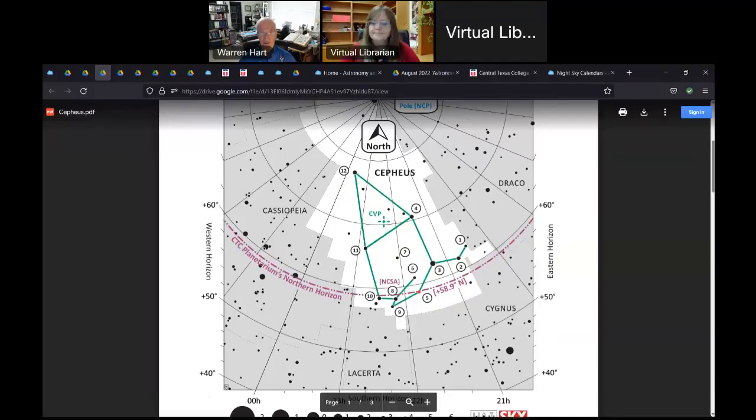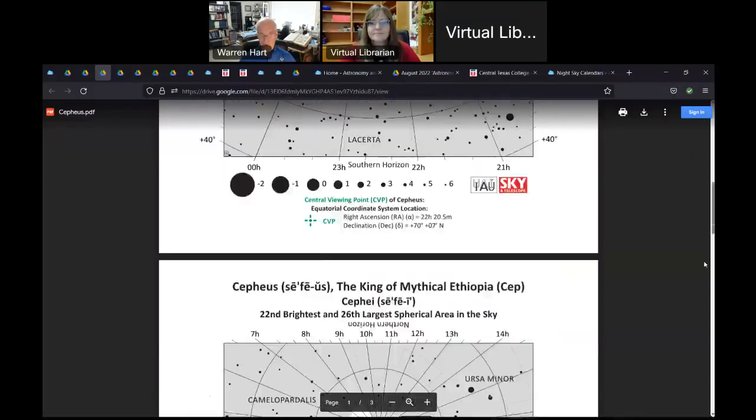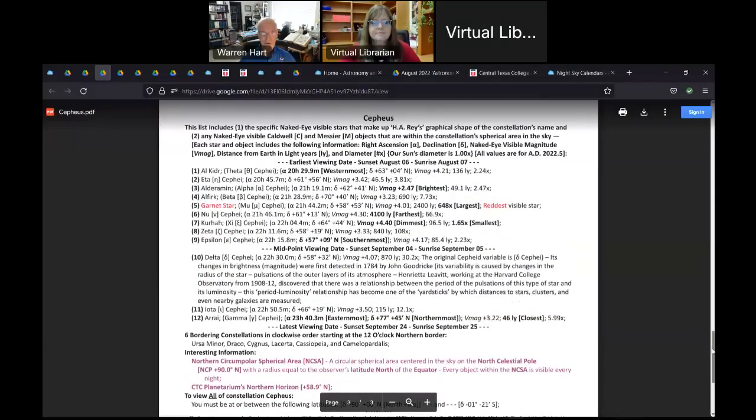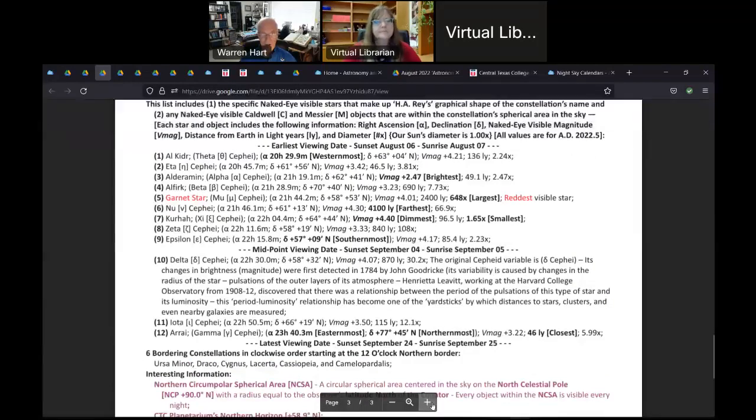So let's scroll down to the second page, Cindy. Keep going. Third page. Yeah, right there. Hold on. There's that. And notice number 5. I have it in red. It is the garnet star. There's its name, and there's some other information. And it happens to be the largest star of the constellation.